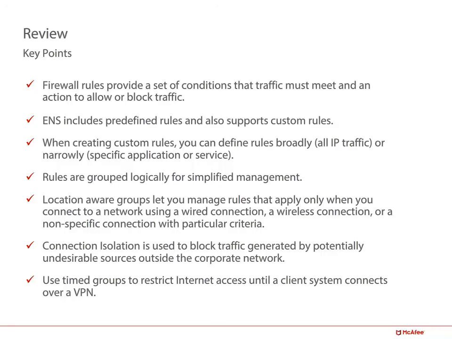Location-aware groups let you manage rules that apply only when you connect to a network using a wired connection, a wireless connection, or a non-specific connection with particular criteria. Connection isolation is used to block traffic generally generated by potentially undesirable sources outside the corporate network. You can use the time groups to restrict internet access until a system connects over VPN.